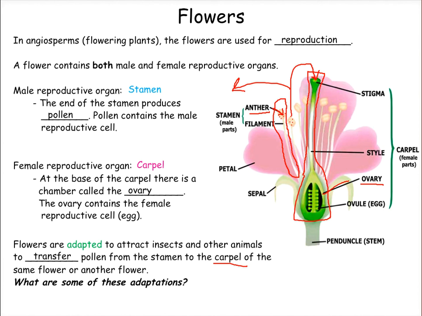And so I want you to think about some of the ways in which flowers are adapted to attract pollinators. And I want you to write your ideas here in this space. Okay, so you're just writing down what are some of the adaptations that flowers have in order to attract pollinators, and we will discuss them when I come back next time.